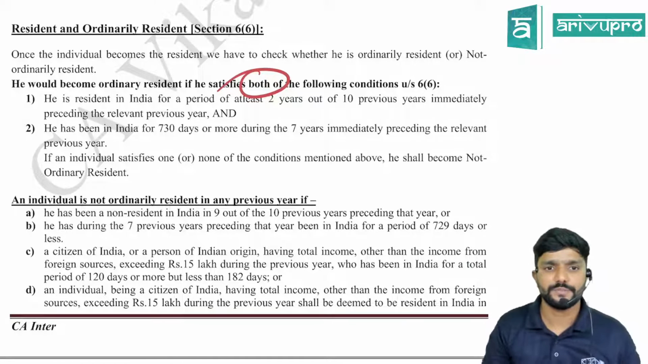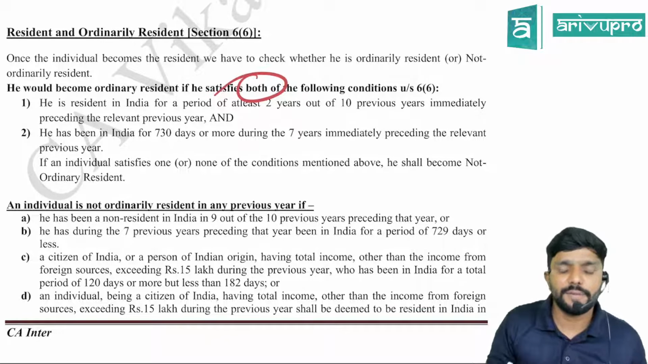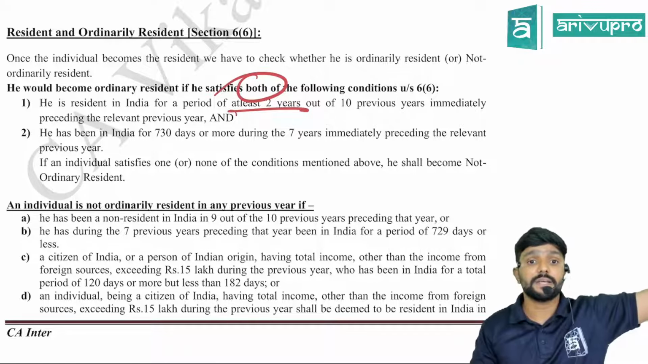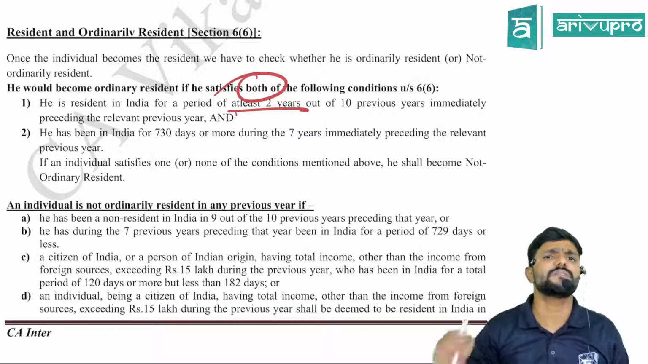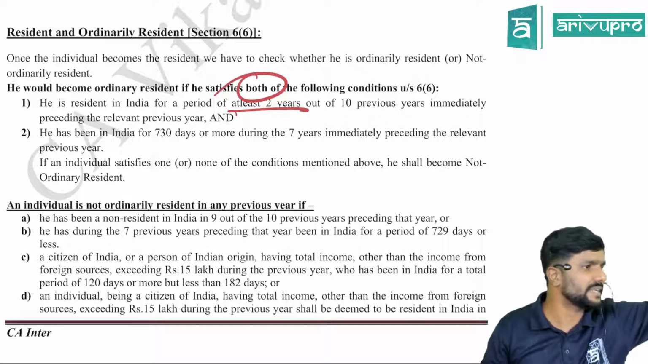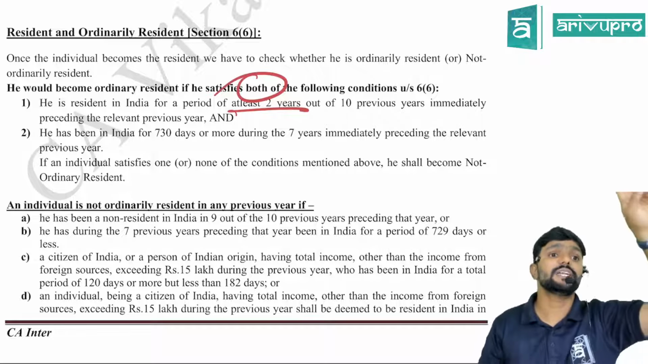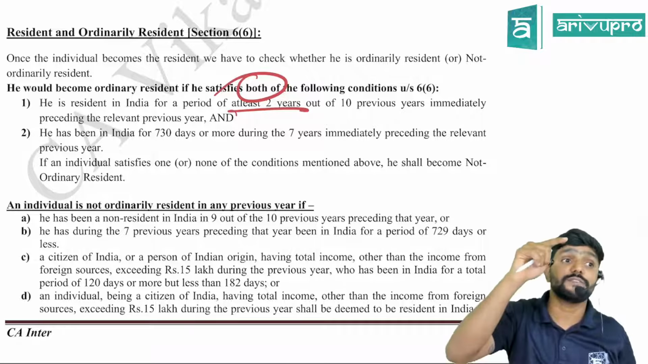What are those, sir? He has been resident in India for a period of at least 2 years out of the 10 previous years immediately preceding the relevant previous year. What is the relevant previous year for you? 23-24. Leave that year, go back to the last 10 years and check how many years you were resident. At least 2 years you should be resident. Clear? Not 2 years of stay. How many years of residence? 2 years.